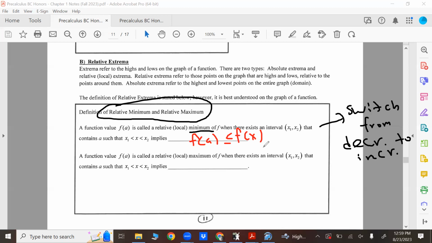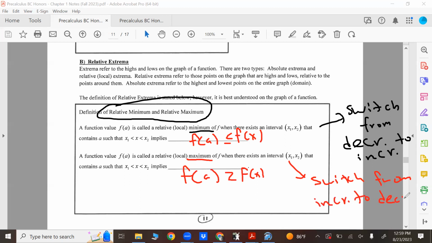And then it's just reversed. For our local max, it's simply reversed. F of a is greater than or equal to. But really, it just means you switch from increase to decrease. That's really what it means. Okay. Questions? No. Okay, let's keep moving.